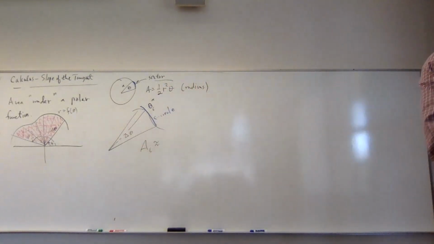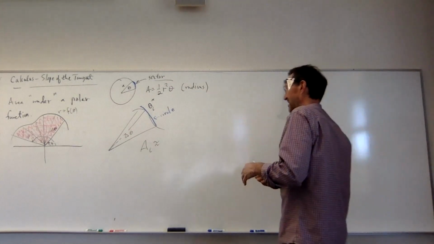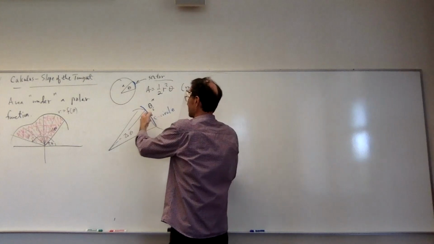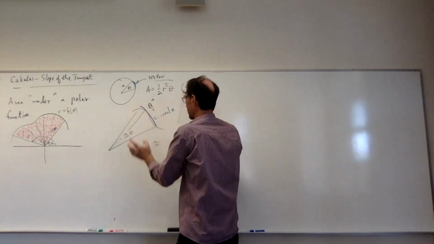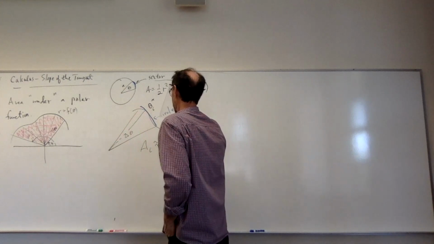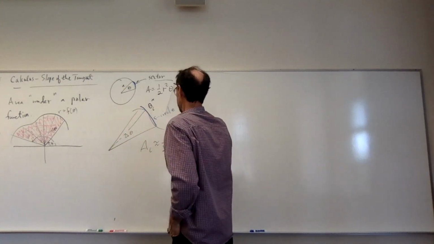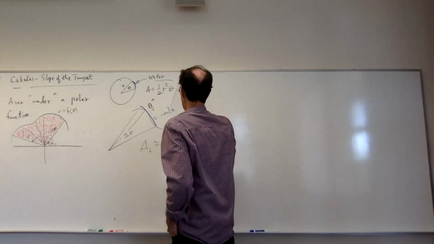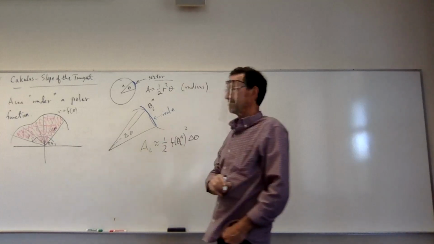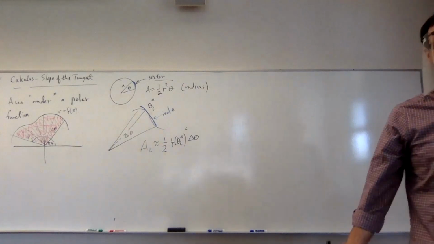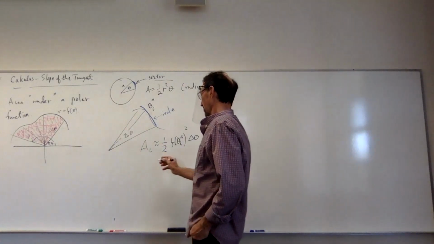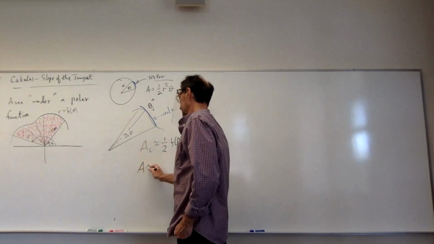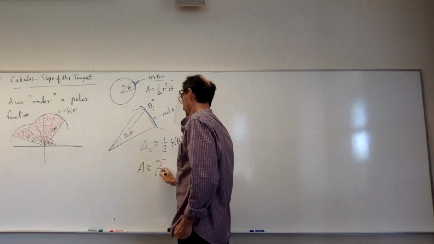Now, the crucial thing is that if the angle gets smaller, does the error in our estimate go away? What do you think? Yes or no? Yeah, sure. The curve and the circle we're using to approximate are going to come closer together. So I get 1/2, my radius is the function at the chosen value, theta i star, and we have to square that, and my angle is delta theta, the angle on the ith subinterval. So the total area, I'll just sum over all of these. There are n of them.